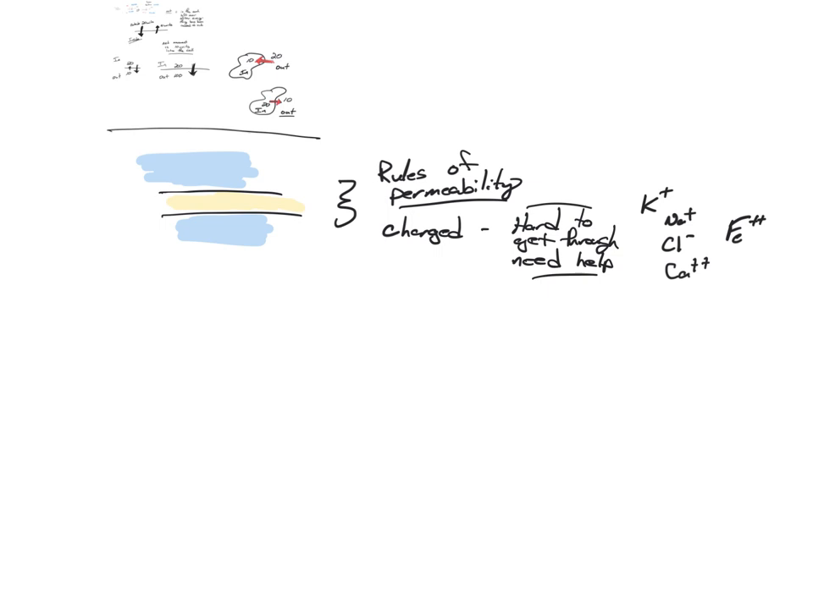Polar molecules that are small can get through. They likely will need help, but they can get through. Polar molecules that are large need help. Again, you need some kind of protein. So we need to be clear on those rules. There can't be any confusion about this.